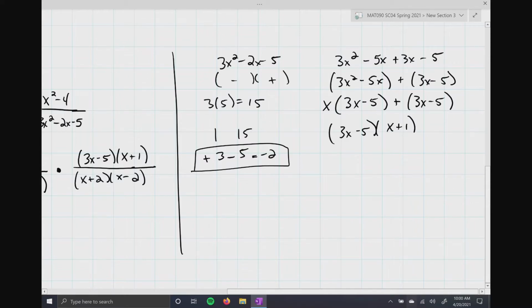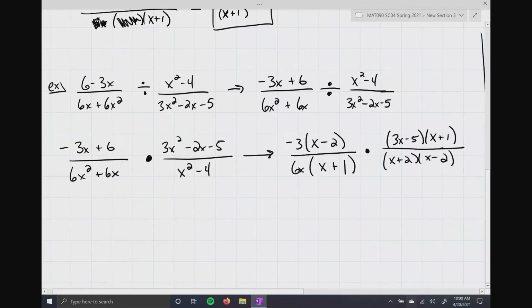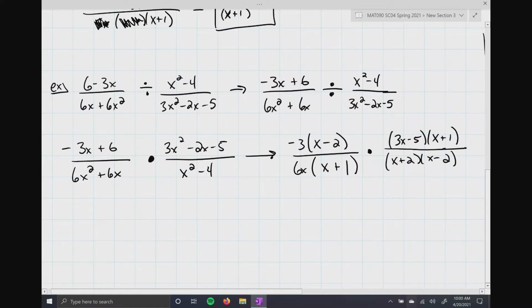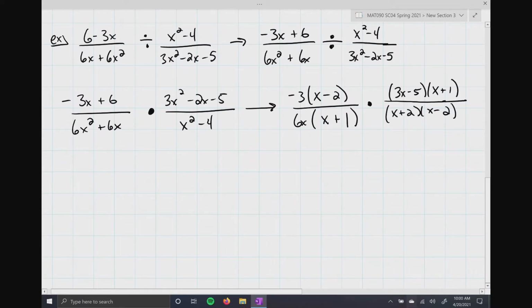All right. I'm going to scroll back over to the left. Here's my problem. Notice it looks dense. It's big. I get it. But that's just because we factored everything. Now, what I'm going to do is write the entire numerator in order, the order in which I want it to be. So I'm going to write negative 3 first, then x minus 2 times 3x minus 5 times x plus 1.